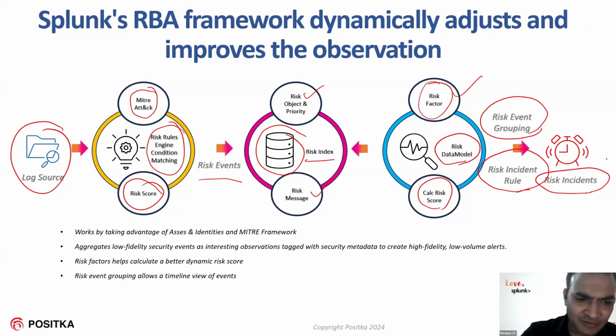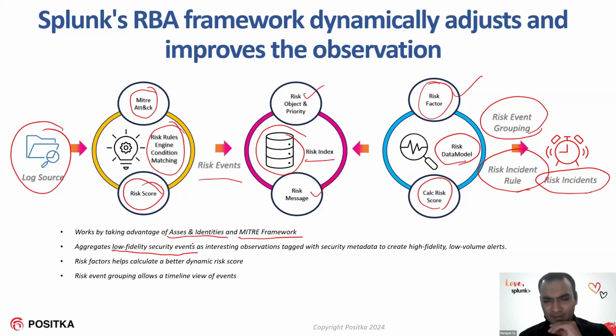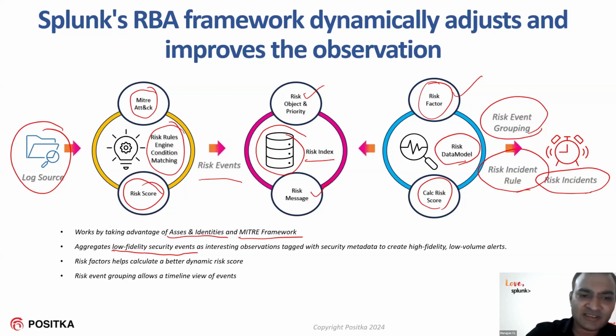So risk-based alerting really works by taking advantage of assets and identities and also the MITRE framework. It aggregates these low fidelity security events, meaning alerts could be of different severities, right? Low, medium, high, etc. So risk-based analytics really excels in finding the truly malicious events by looking at these low fidelity alerts, and then by combining them, it improves the fidelity of the alerts. It improves the true positiveness of the alerts, and by doing so, it also reduces the alert volume.